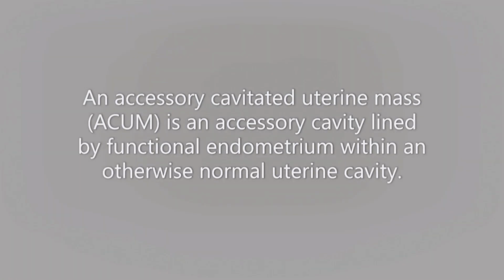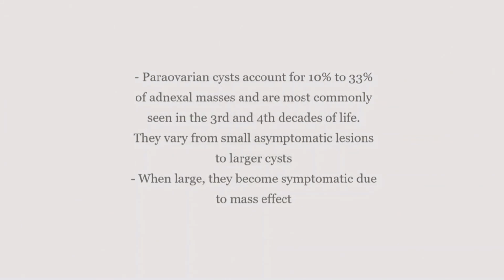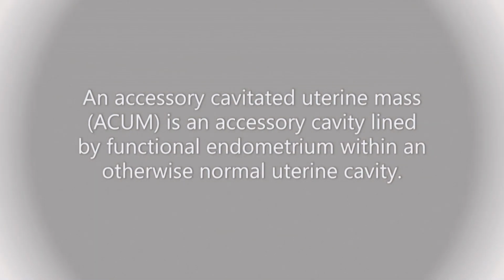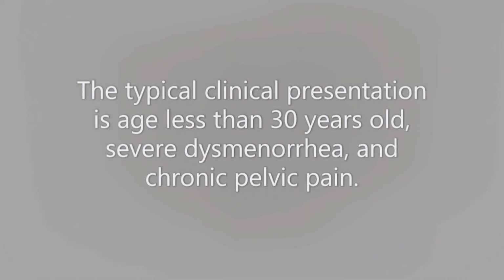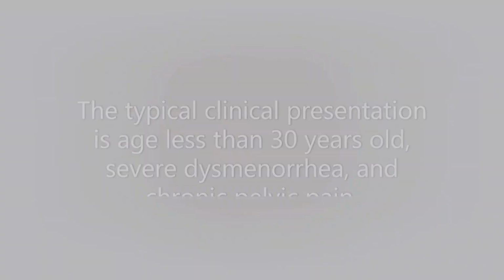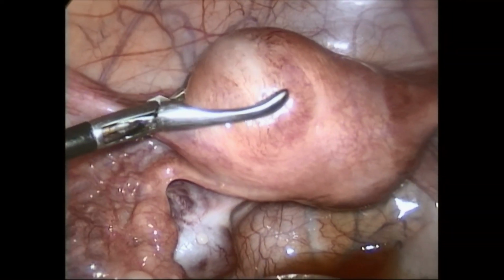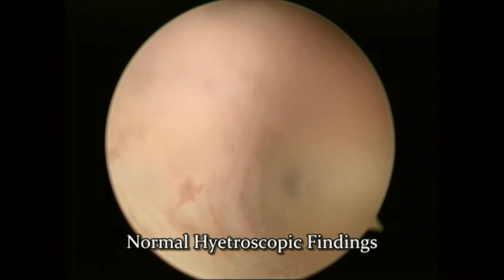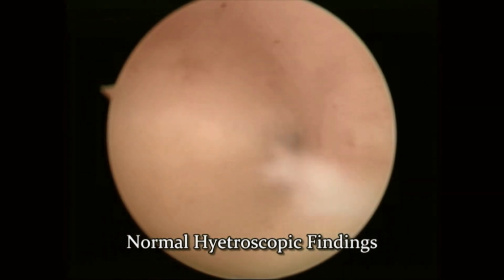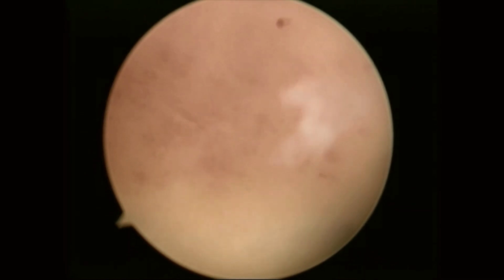Last slide. I'll show just one case. This is an accessory cavitary uterine mass. It is a cavity lined by functional endometrium. It is not a rampant cause of infertility, but it has been shown in a few infertile patients that this might be the cause. On hysteroscopy, you are not able to pick up this mass which was seen laparoscopically.